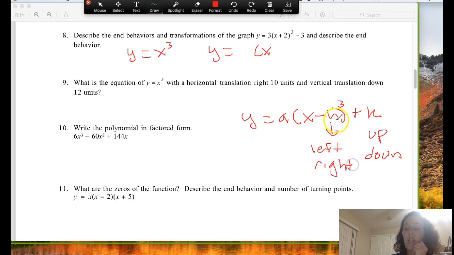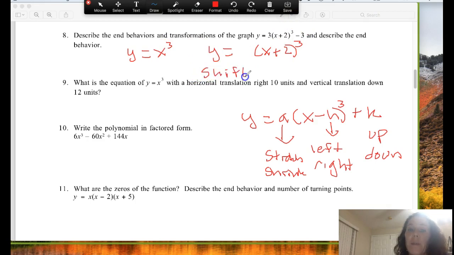And this works for shifting almost any type of graph. And then this is our stretch, shrink. Okay, now this left, right is always opposite. So because this is a positive, that means when I do this, I add 2 to my basic graph. So this tells me I'm going to shift left 2 units. This is a straight up K, so this tells me up and down. I'm going to shift down 3 units.